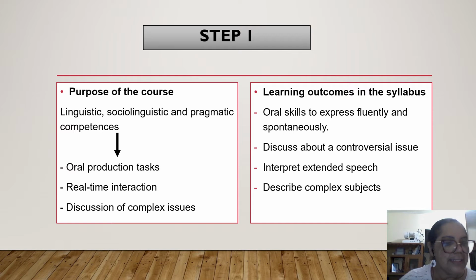Interpret extended speech even when it is not clearly structured, and when relationships are only implied and not signaled specifically. And to describe complex subjects with clear and detailed information, developing particular points and rounding off with an appropriate conclusion.